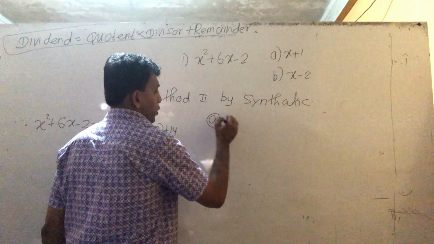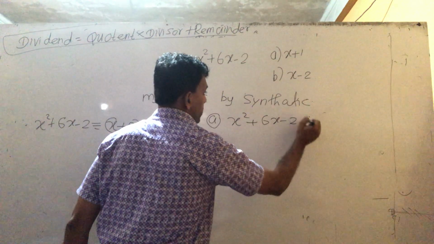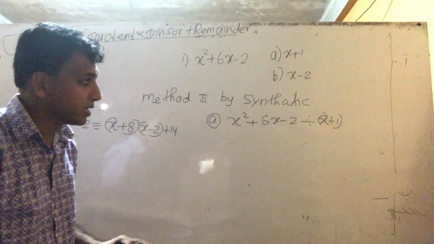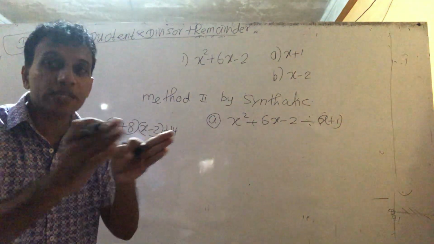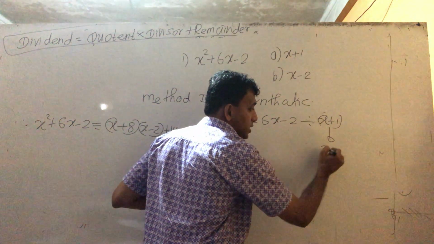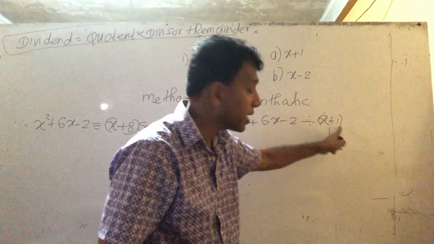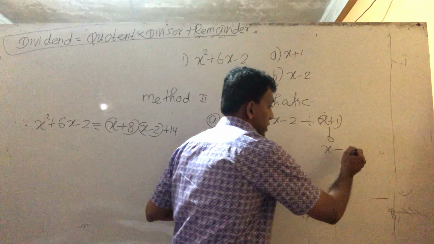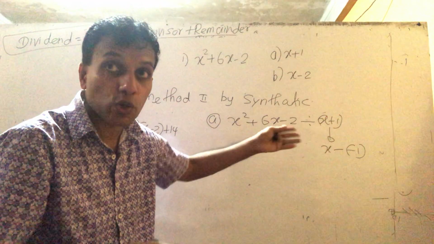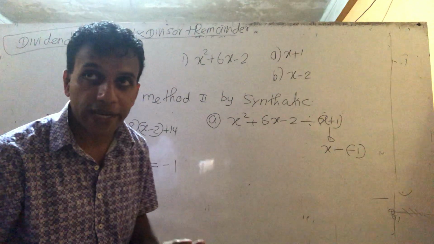Part: x square plus 6x minus 2 divided by x plus 1. If you use the synthetic method, the divisor should be in x minus r format. Therefore, if you rearrange this, how is it? In x minus r pattern, which number do you write so that it becomes plus 1? That is minus 1. Only minus becomes plus. So here r is minus 1, okay? r equals minus 1.